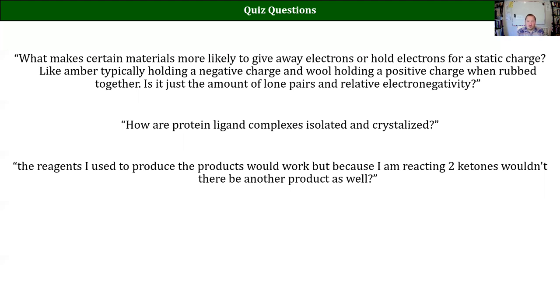But it's hard to be predictive about it. It doesn't seem like there's a way we can calculate it ahead of time. It's just something that's measured at this point. And they call that the triboelectric effect or triboelectric series.